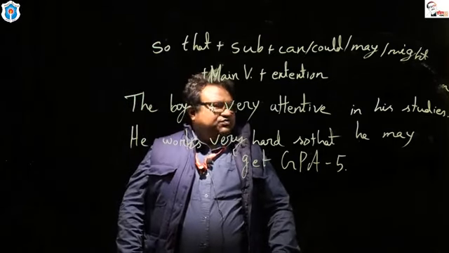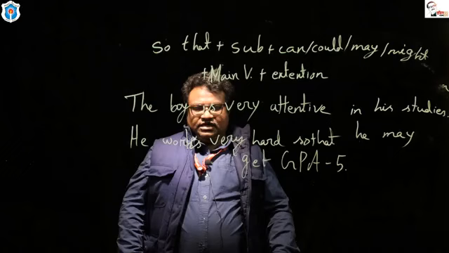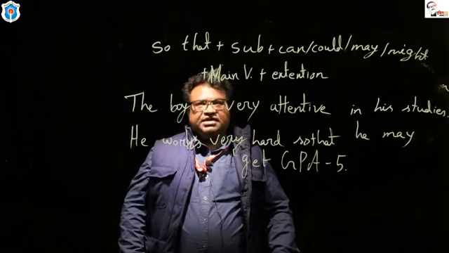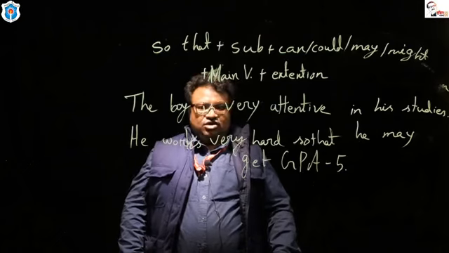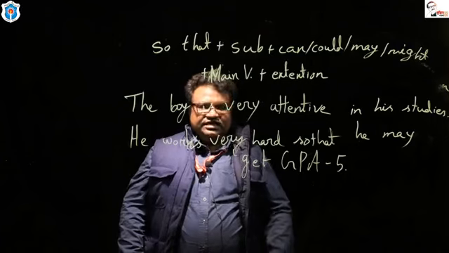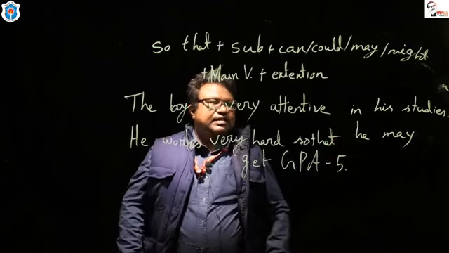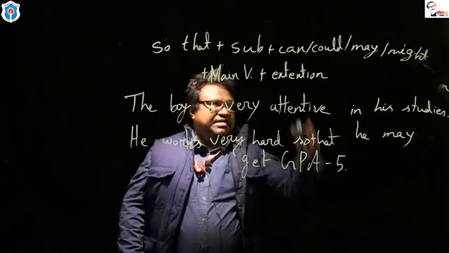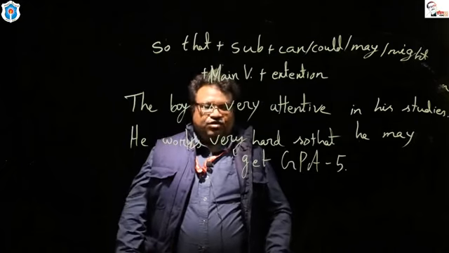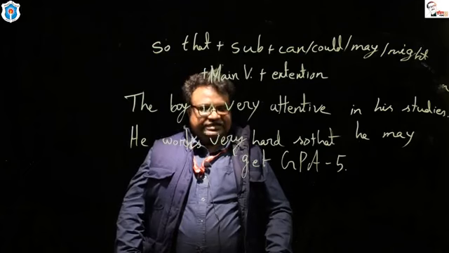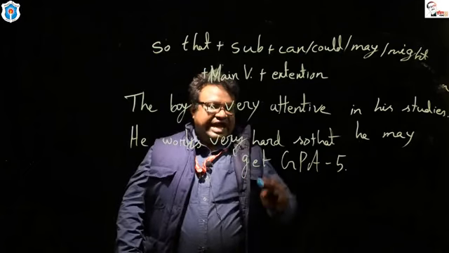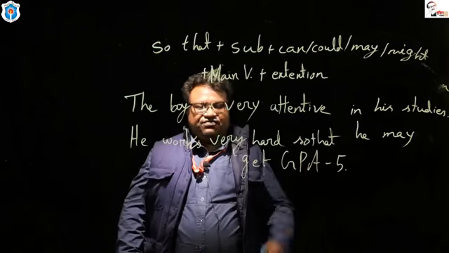The boy is very attentive in his study. He works very hard so that he may get GPA 5. The structure is so that plus subject, this he, the boy is referring to he, then may or can or could or might, of course depending on the tense, and then we will use get, the main verb, and the extension part is GPA 5.